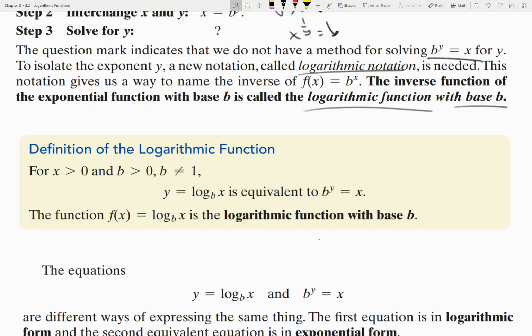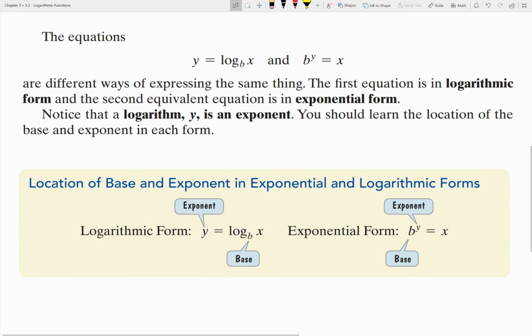So if my logarithm looks like this, y is equal to the log base b of x, it is equivalent to b to the y power equals x. This is the exponential function turned around. This is the logarithmic function with base b. And notice when we compare here, logarithms are functions that give you answers that are exponents in my exponential function. And that's what we're going to talk about right here.